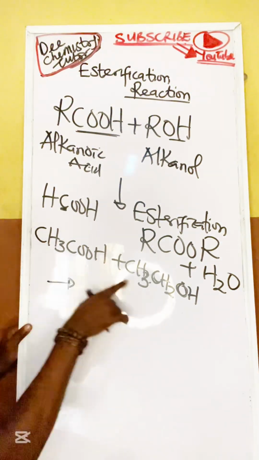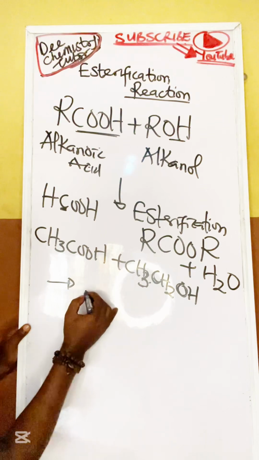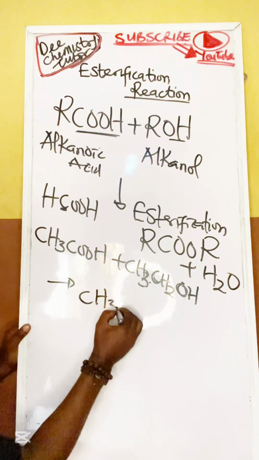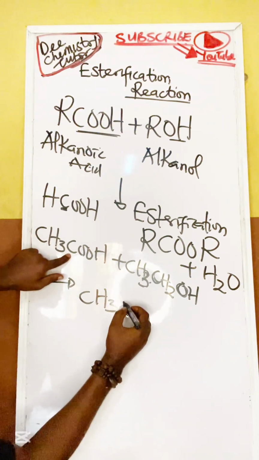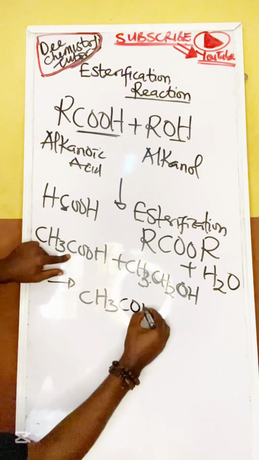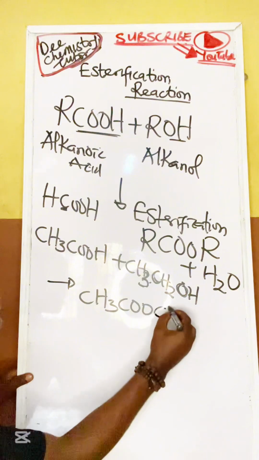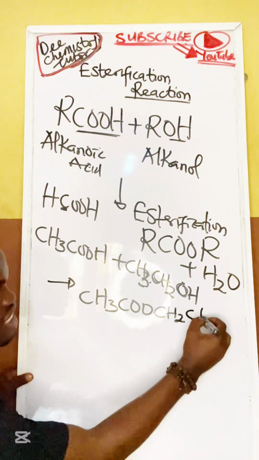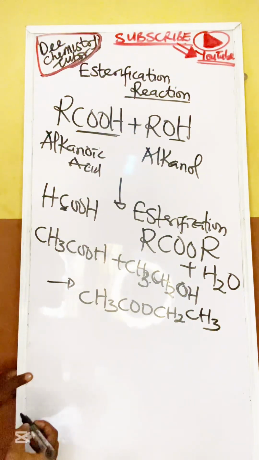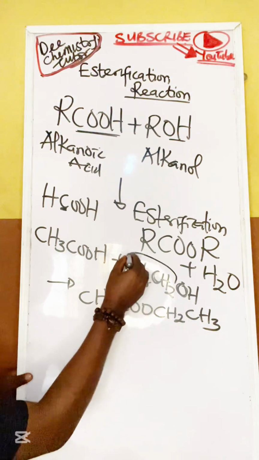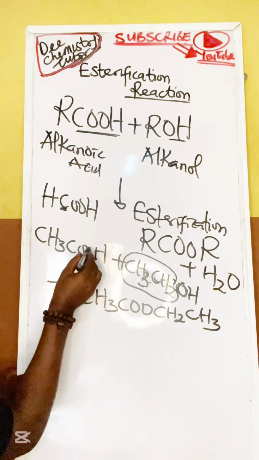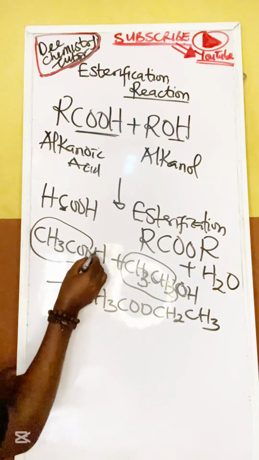Now, if this reacts with this, it's going to form CH3COO. Look at it. I'm writing the alkanoic part first. Then how do I write this? It must be CH2 before CH3. So this is the only part I'm going to write here. I will tell you why.